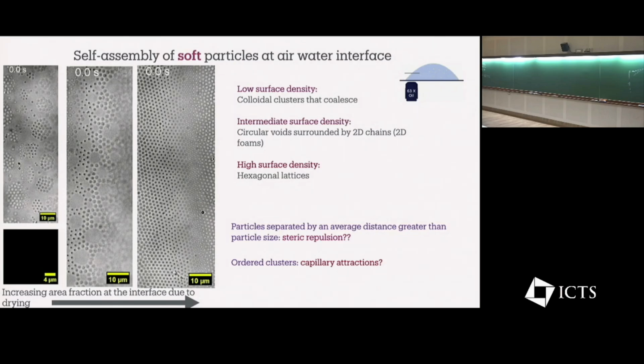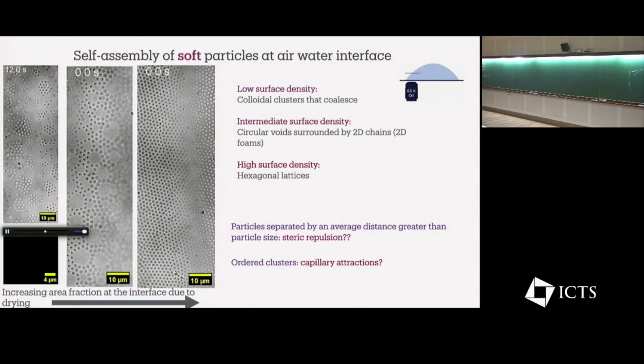So I'll just show you some self-assembled patterns with the softest particles. The subsequent videos are at higher time, because as you can imagine, as time goes, the solvent evaporates. So the area fraction of the particles at the interface becomes higher and higher. So this is the experiment. We have the 63x oil immersion objective. This is an inverted microscope, and this is our plane of vision. We are looking really, really close to the interface, actually really close to this point, which is called the triple phase contact point.